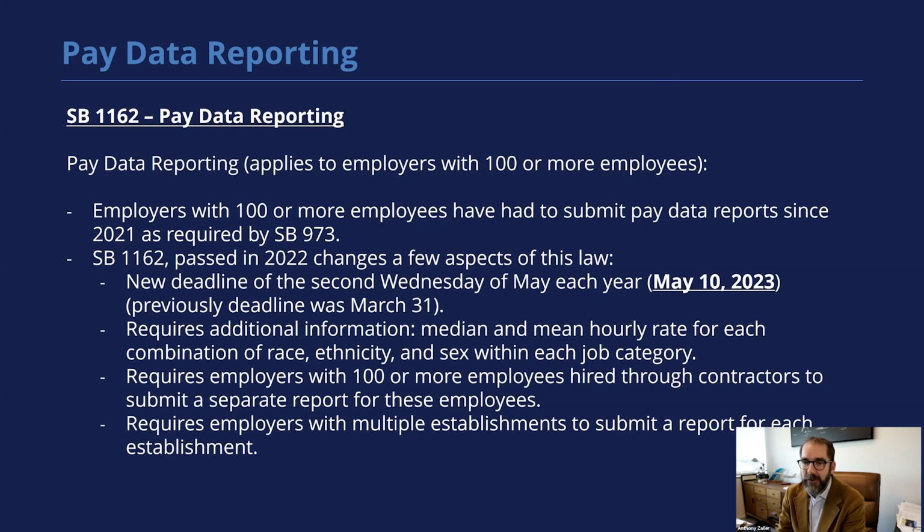The new law requires additional information as well. So you can't go back to what you did last year, touch that report up and submit it to the state again here in 2023. They're going to require the median and mean hourly rate for each combination of race, ethnicity, sex within each job category. And as I mentioned, it's going to require these labor contract reports too, if you've got 100 or more workers hired through contractors. And also it's going to require the employers with multiple establishments to submit a report for each establishment.